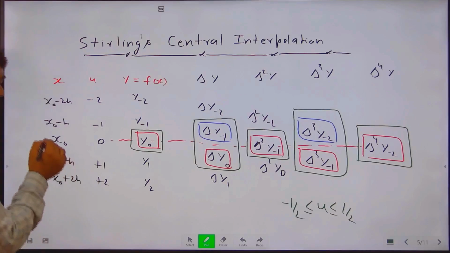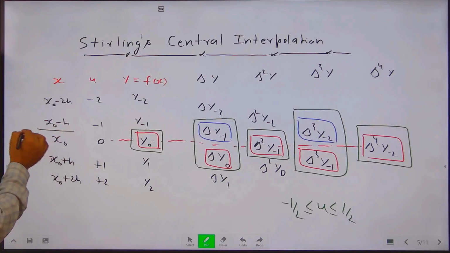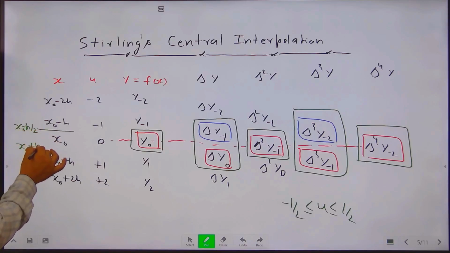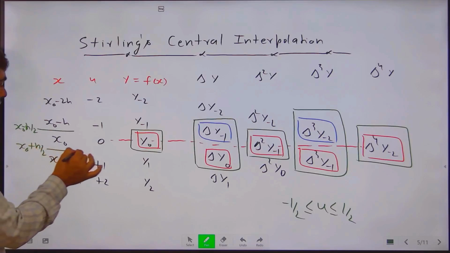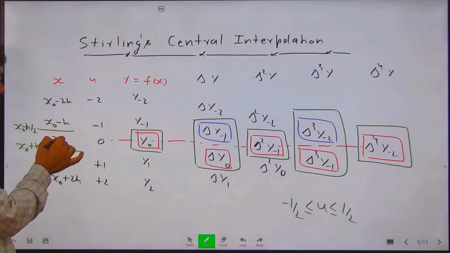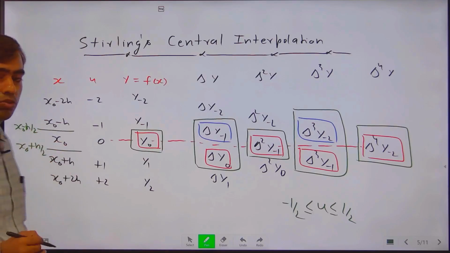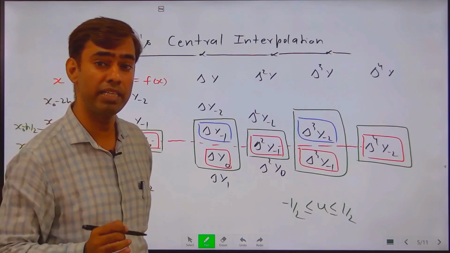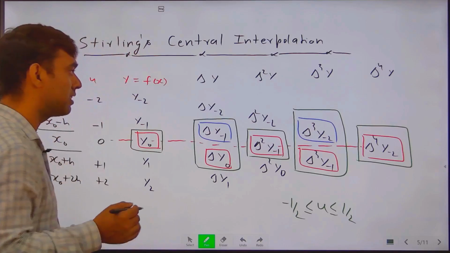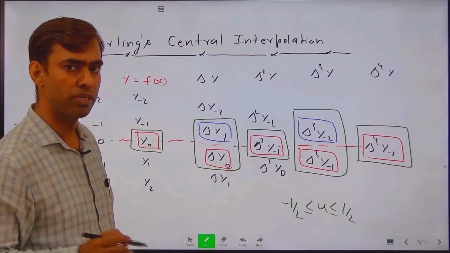Means if the value lies between the mid of x0 and x0 plus h, that is x0 minus h by 2 to x0 plus h by 2, or you may say between x0 minus h to x0 and x0 to x0 plus h, then we apply the Stirling formula. Then the Stirling formula gives a more accurate result in comparison with Gauss forward and Gauss backward.